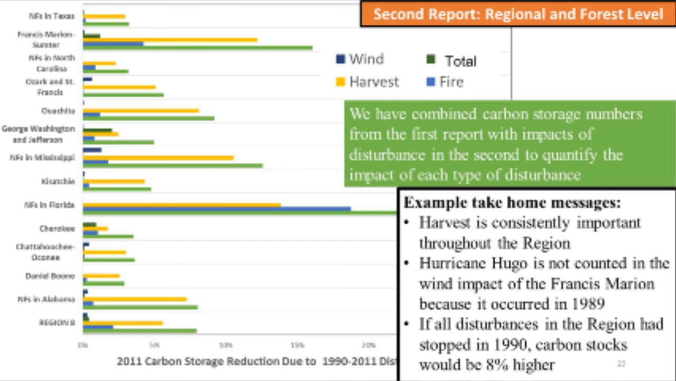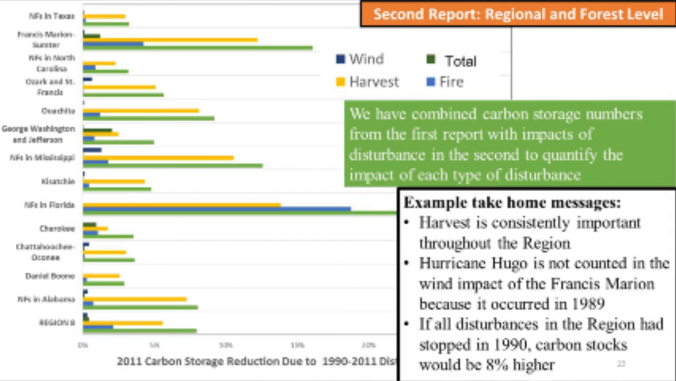So if I was to look at this, I would say that in the southern region, harvest is consistently important throughout the region. I'll point out that Hurricane Hugo, which happened in 1989, you do not see the impact of that because our first year was 1990. You would probably see a pretty big signature in the Francis Marion under wind if we had started in 1988, for instance. And lastly, just to put it all in a nutshell, if disturbances in this region had stopped in 1990, carbon stocks would be about 8% higher across the region.